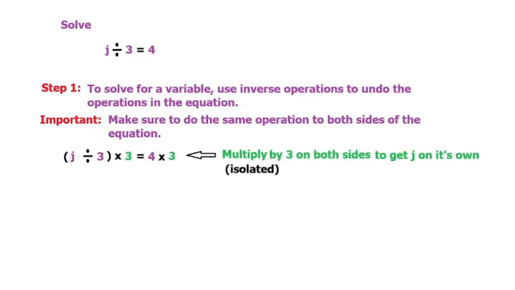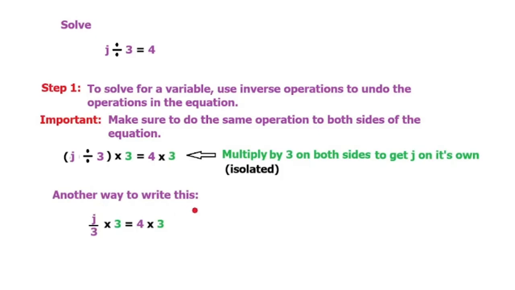It'll look like this. So j divided by 3, that's what we had originally. And we decided the inverse operation of divide by 3 is multiply by 3. So that's what we're putting here. We also need to multiply by 3 here, like I just said. So multiply by 3 on both sides to get j on its own, or isolated. The goal is to get the variable j isolated, and that's how you'll be able to figure out what j is.